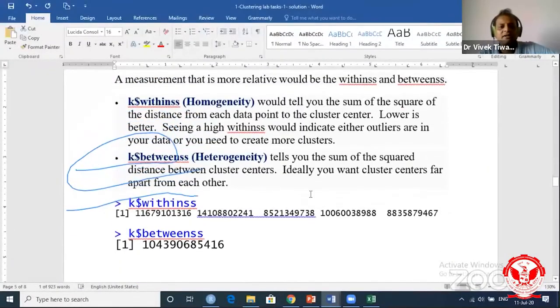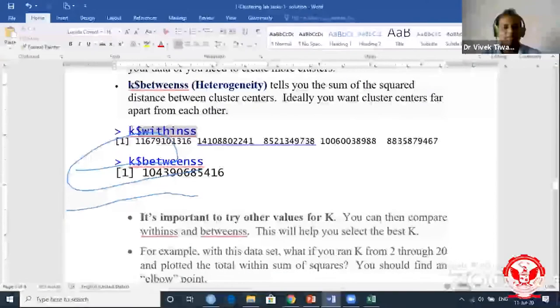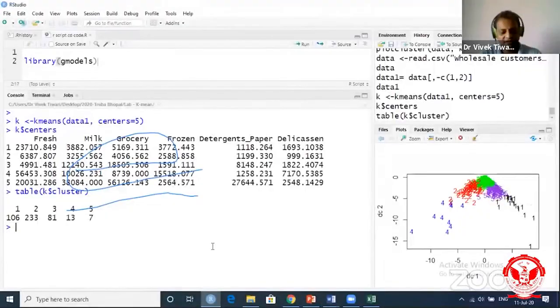Next, we discussed a lot about homogeneity and heterogeneity. Homogeneity means the intra-cluster distance and heterogeneity means the inter-cluster distance. So how do we measure them? Within SSE represents the homogeneity and between SSE represents the heterogeneity. First I am going to measure and display the within SSE. You see the result.